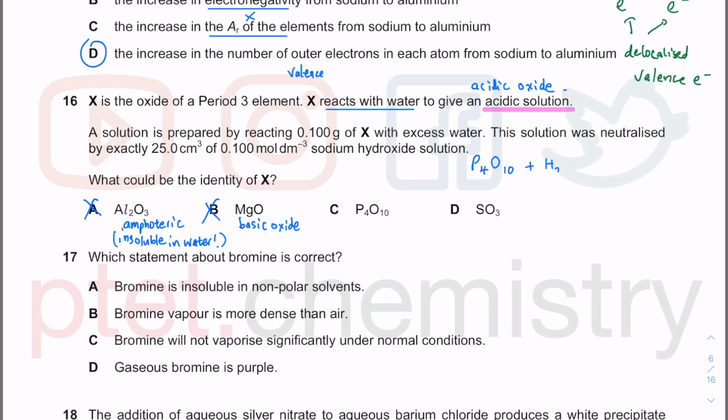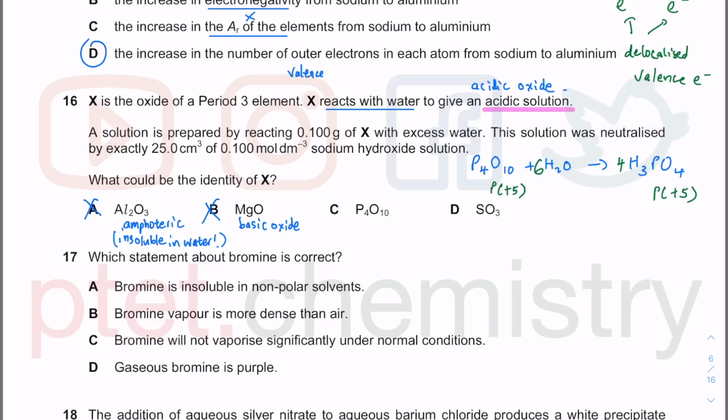P4O10 plus water will actually give me H3PO4. If you work out the oxidation number, you will know that this is phosphorus +5 and this is also phosphorus +5. You don't get the H3PO3, because that would be phosphorus +3, which comes from P4O6. Balancing the equation is very important. I'll have 4 of that and I'll have 6 of water, and that should give me 6 oxygen plus 10 oxygen, 16 oxygen on the right hand side.